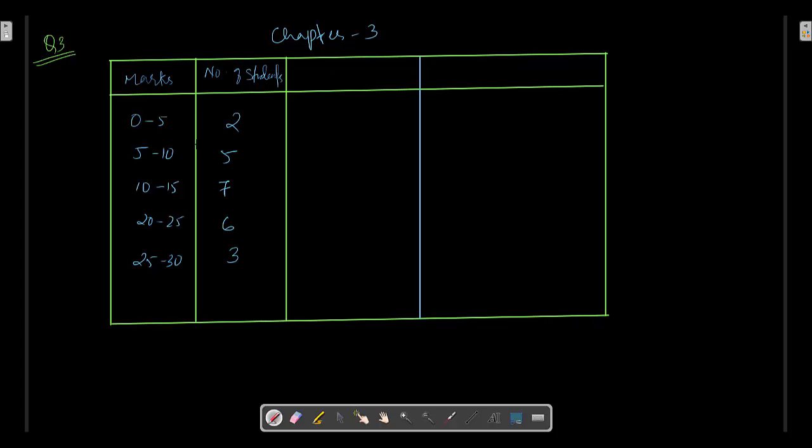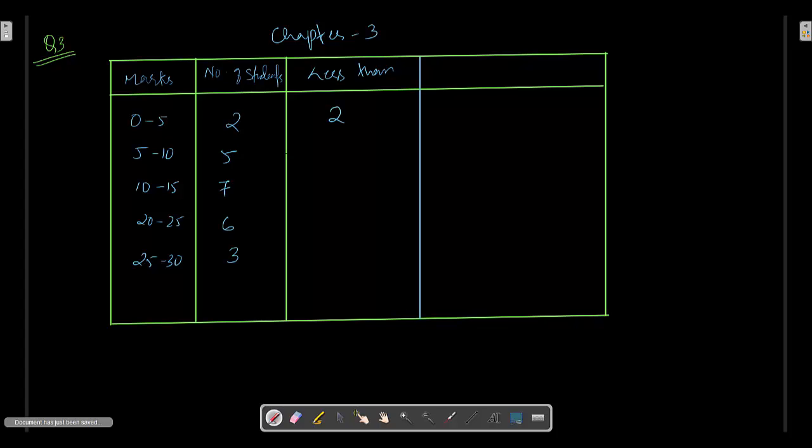This table that you see is the question. The marks scored in economics are given, and the number of students who scored those marks is given here. Let's first write down less than cumulative. When we talk about less than, we always talk about the upper limit: less than 5 is 2. The first one we just write as 2, as it is.